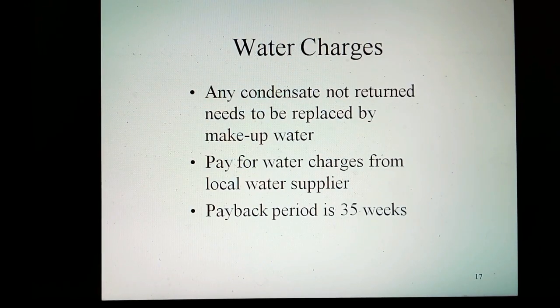Water charges. Any condensate not returned needs to be replaced by make-up water, incurring further water charges from the local water supplier. Payback period is 35 weeks.